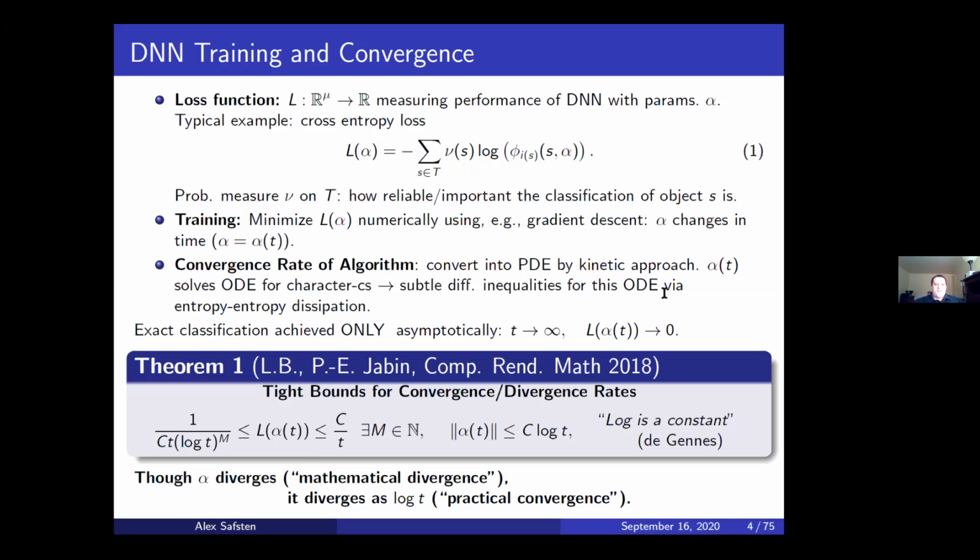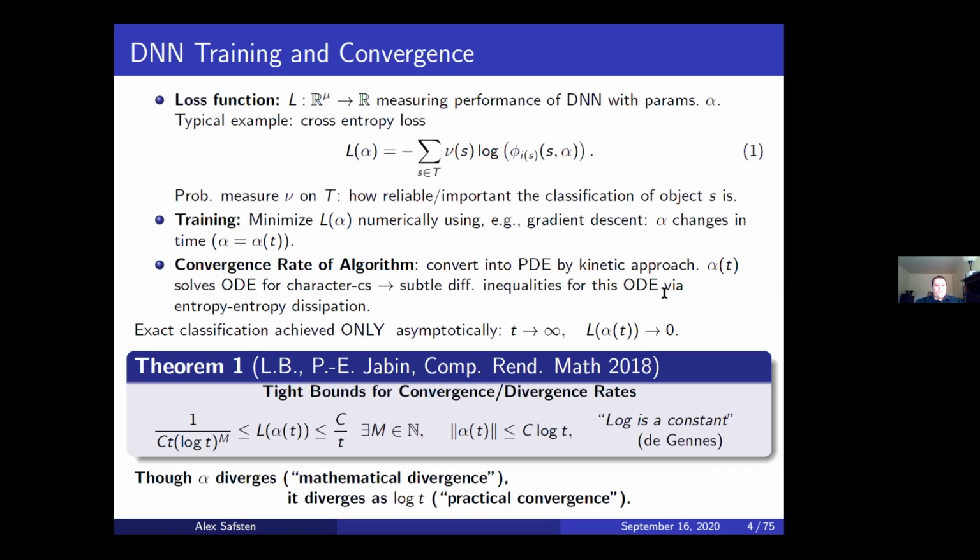The training process is the process of numerically minimizing the loss function using, for example, gradient descent, but there are many other more sophisticated algorithms based on gradient descent. But the key here is that alpha, the parameters, change in time as we train. So we think of alpha as being a function of time. This leads to the convergence of the training algorithm.